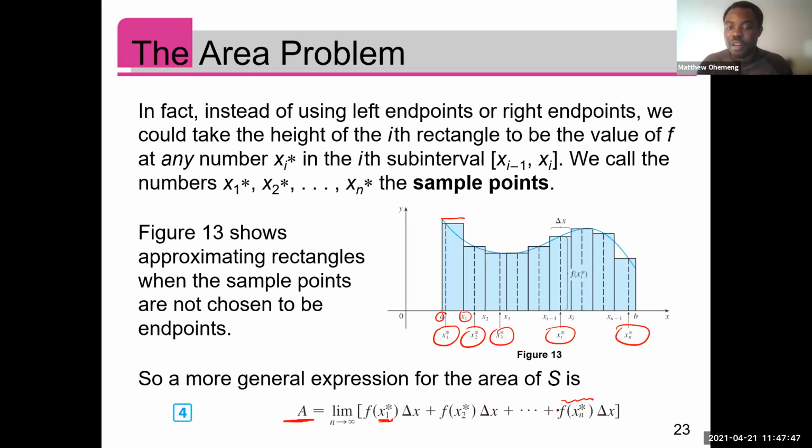So this is more general, because if I have s sub 1 star, s sub 2 star, s sub n star, I can just say you pick your sample points to be what? Right endpoints. Or I can say pick your sample points to be midpoints. Or pick your sample points to be left endpoints. Pick your sample points to be the midpoints, or pick your sample points to be the right endpoints. This is more general, you see. So that's a much more general way to see this.